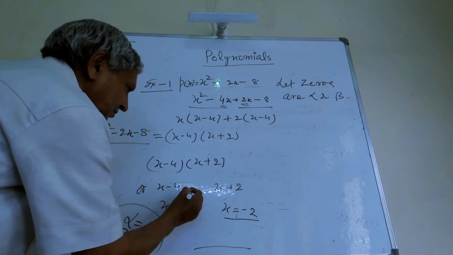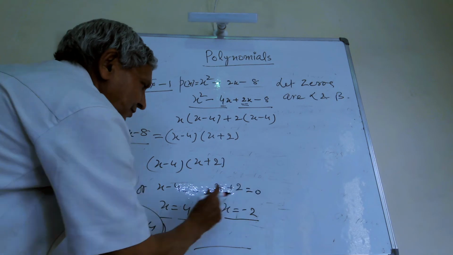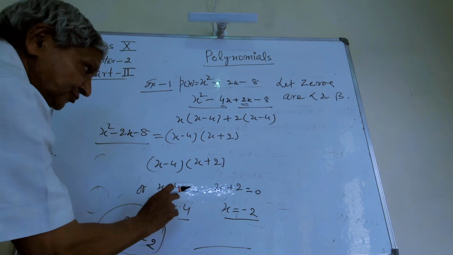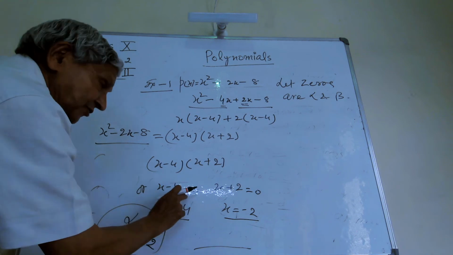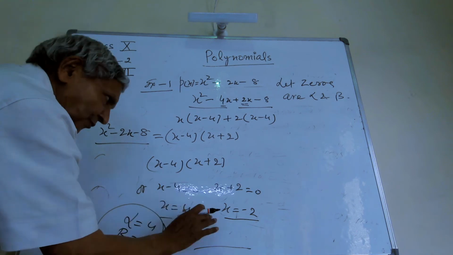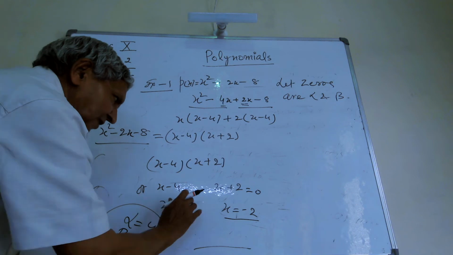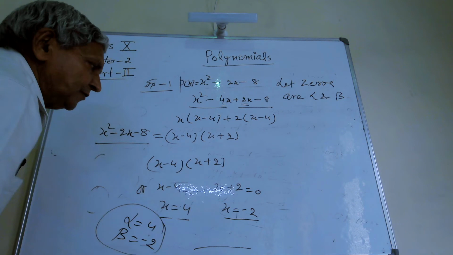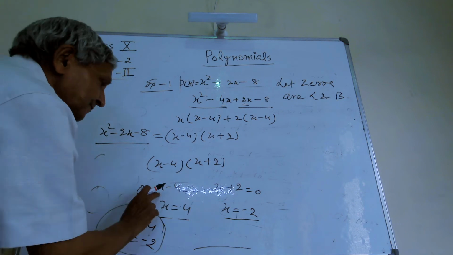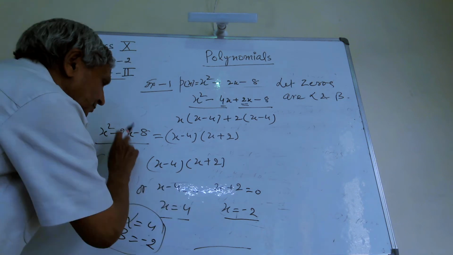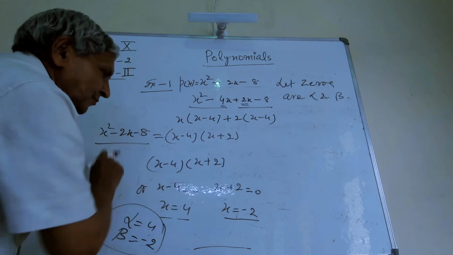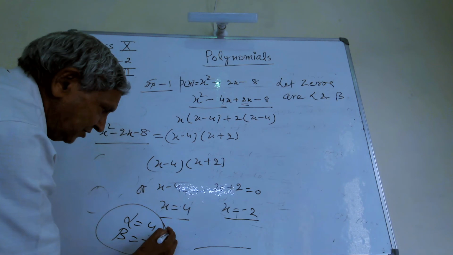So this is the condition. This is 0. Take it as such. Now, don't think it is an equation. It is a polynomial, but for your understanding I am making it equal to 0, because if x minus 4 is 0, then this will be 0. Or if x plus 2 is 0, then this polynomial will be 0. And these are the two zeros.